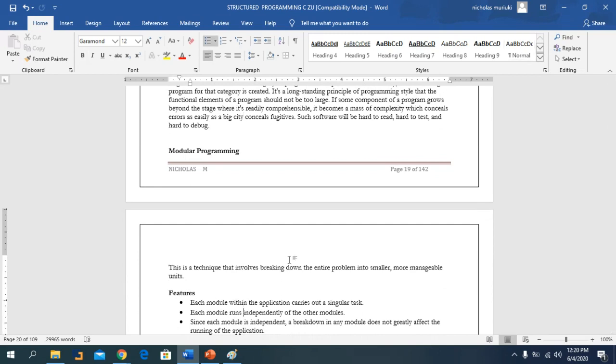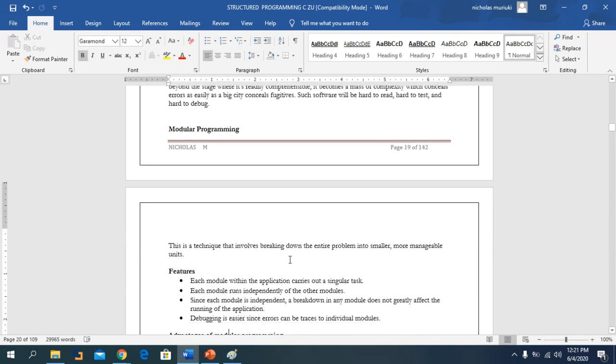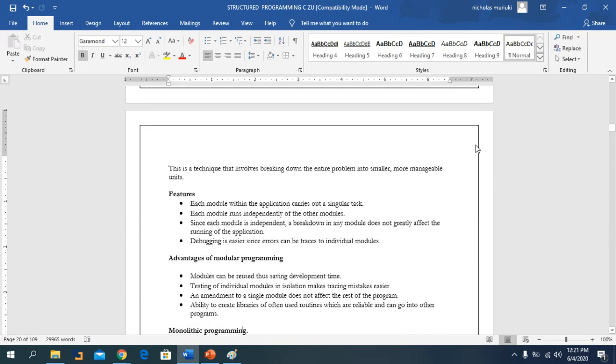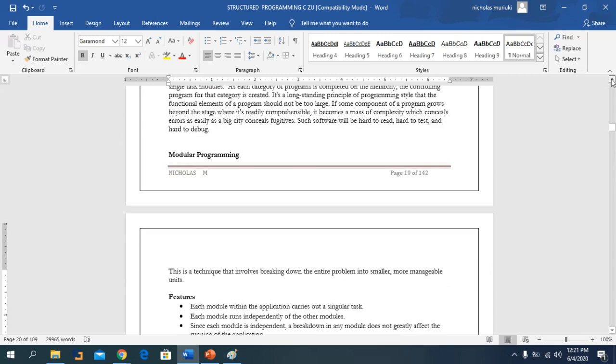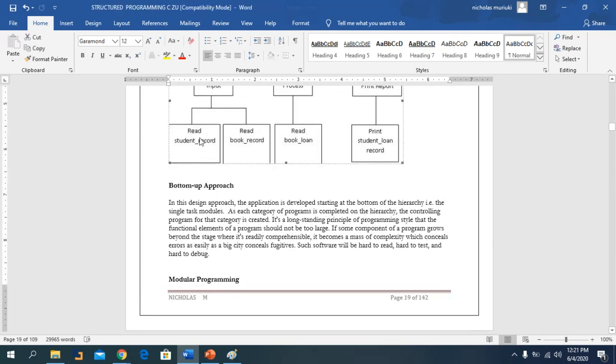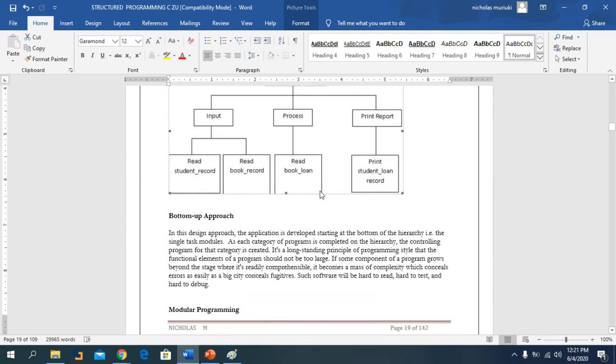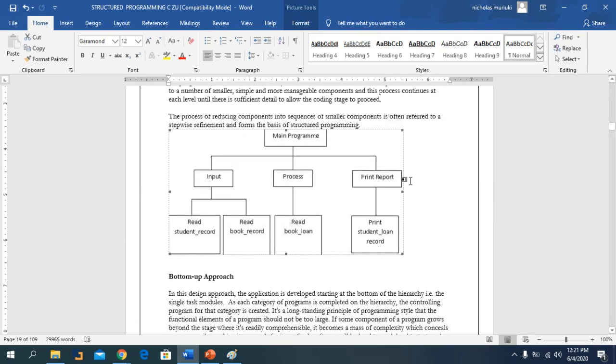Modular is a way of coding programs in modules, one module at a time, one statement at a time. So you don't have to code them at the same time. You have this program, you code this first, you code read book record. Then when you combine these two, you form this, which we are calling input. When you code this, you combine this process. When you code this, you combine this. But now, because you have these three, you have to combine them so that you can come up with the main program. So these are now modules.